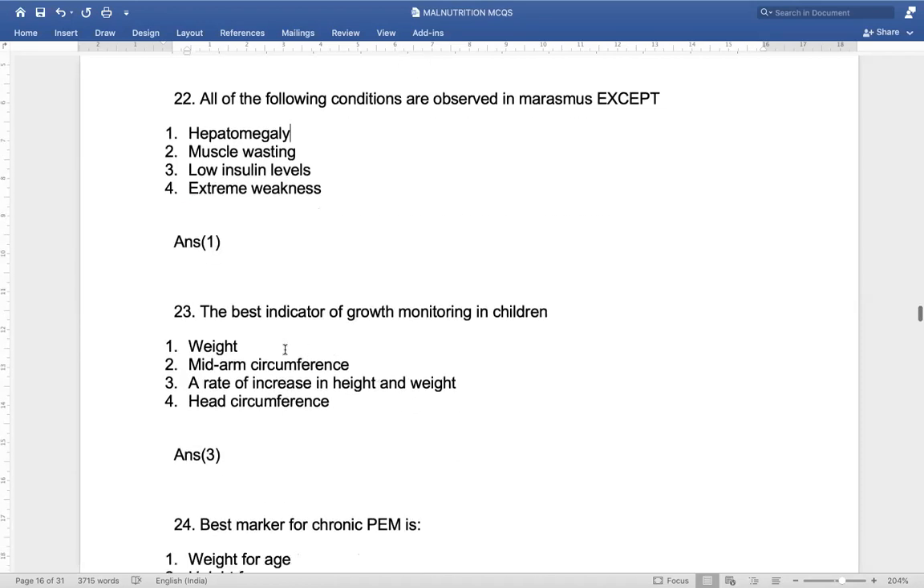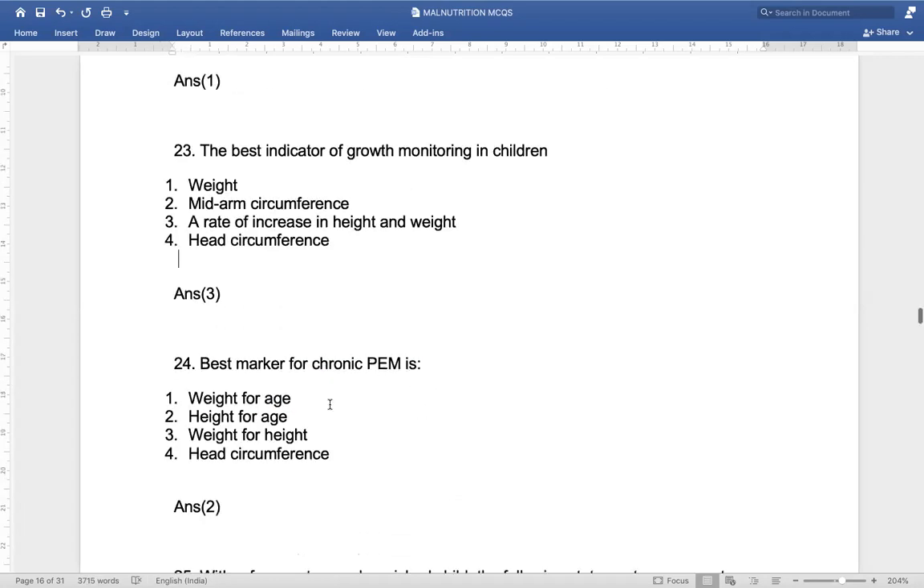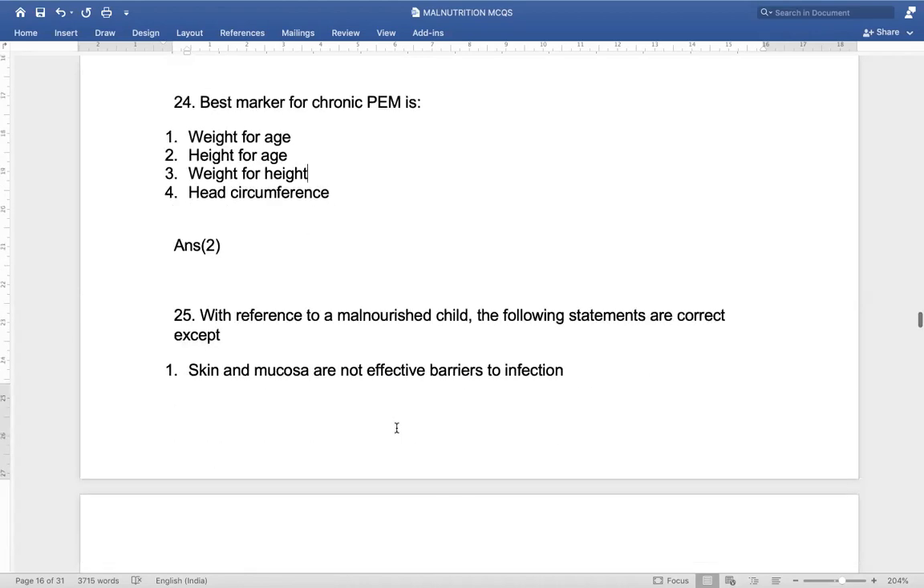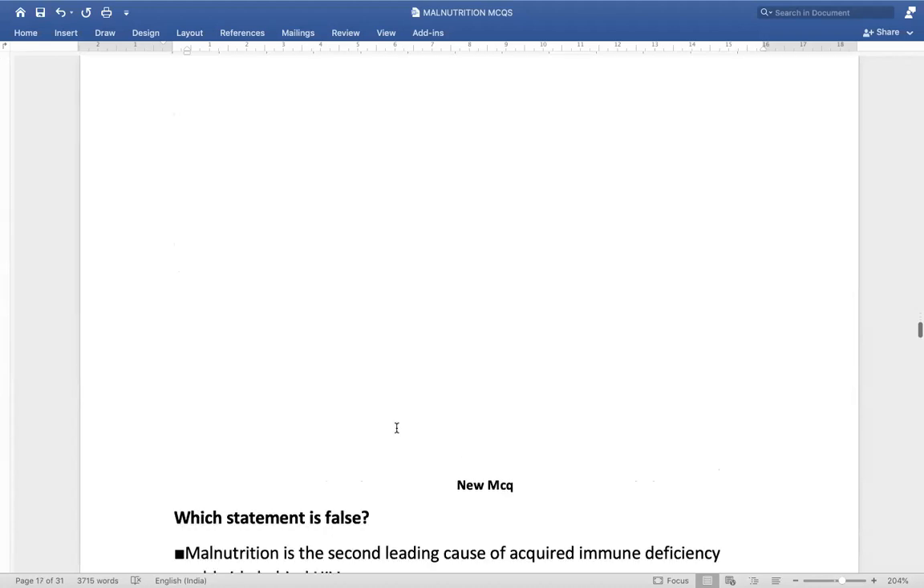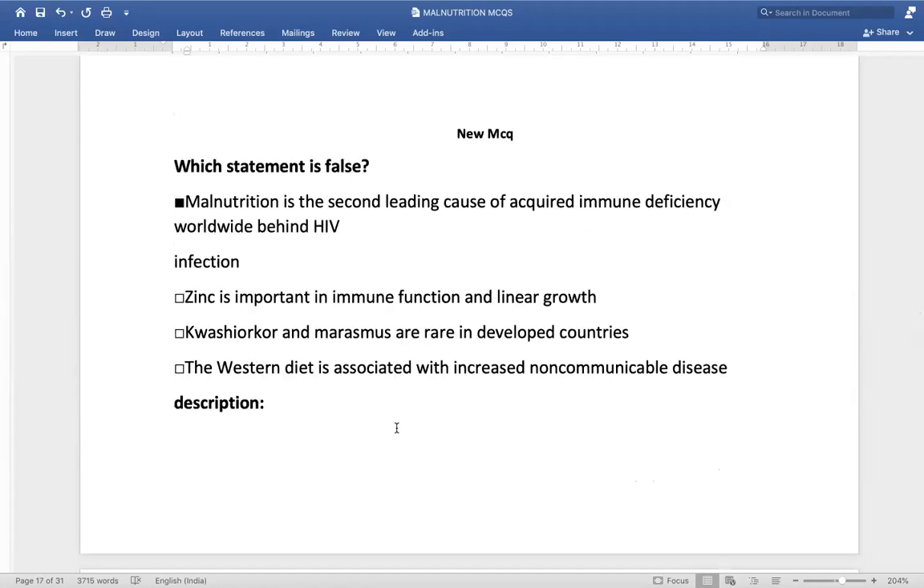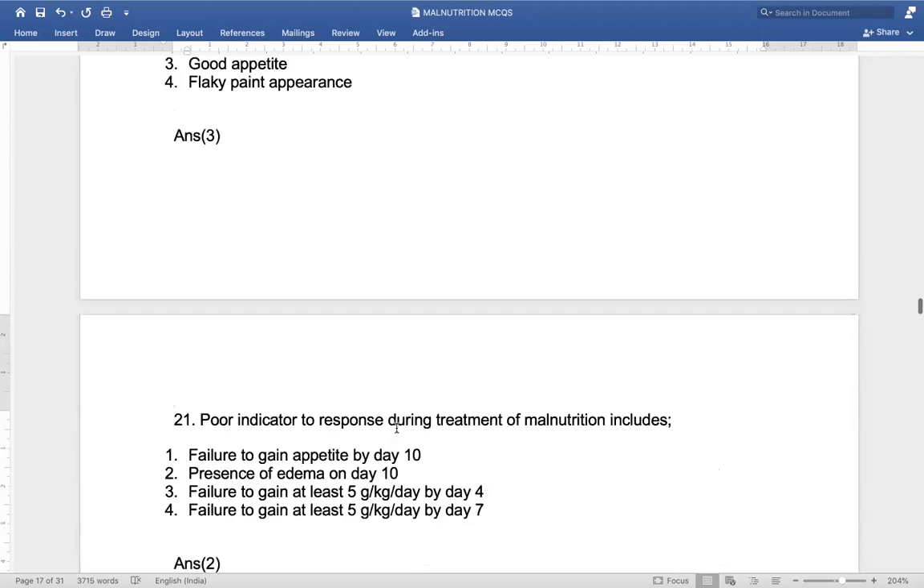So the best indicator for growth monitoring in children is not a single time measurement, that is weight or height or mid-arm circumference. So it is the rate of increase in weight and height. This is a better marker of growth monitoring in children. So the rest is chronic malnutrition. Again, height for age. Okay. So coming to, these are some of the routine repeated MCQs that can be asked.